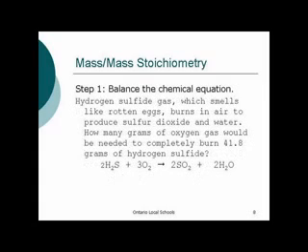So here we go. Step one of any stoichiometry problem is to make sure the equation is balanced, and it is 2H2S plus 3O2 yields 2SO2 and 2H2O.